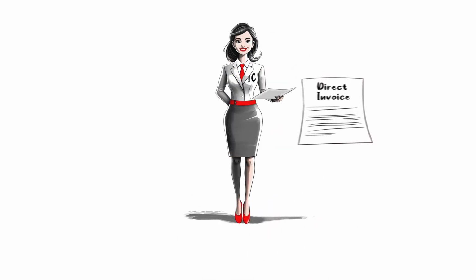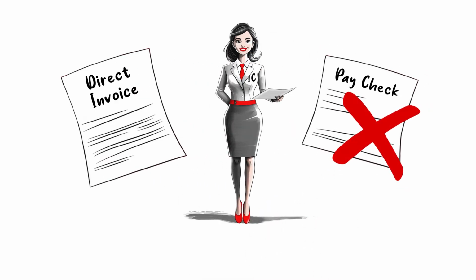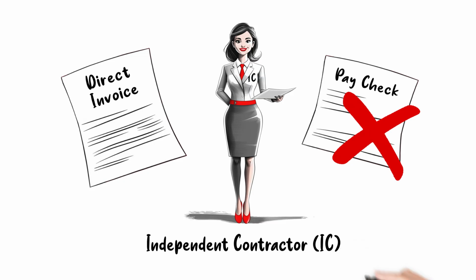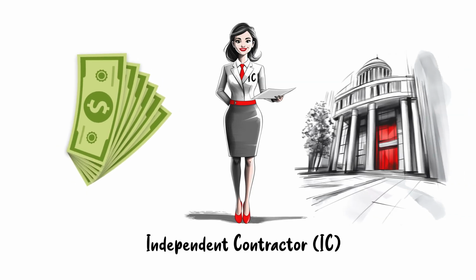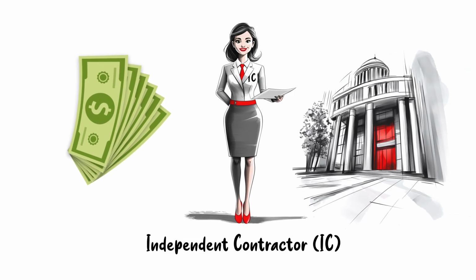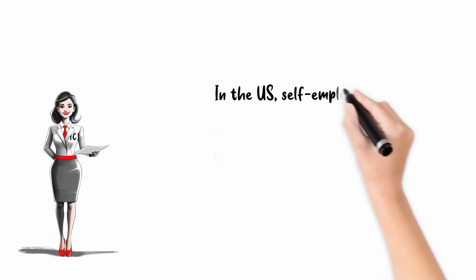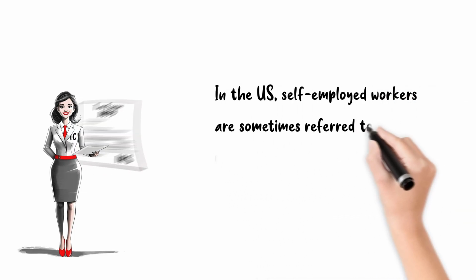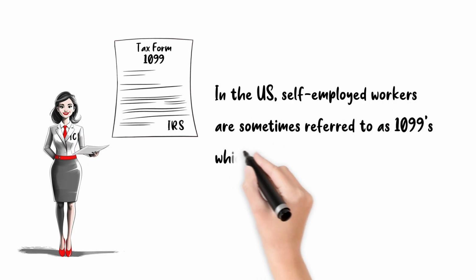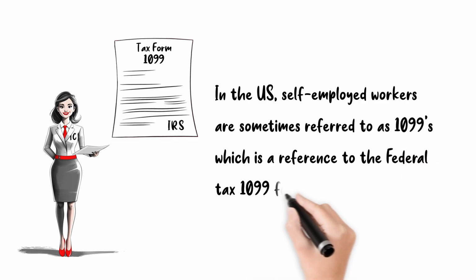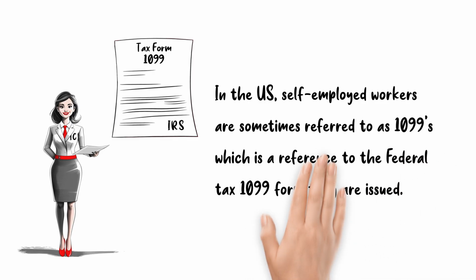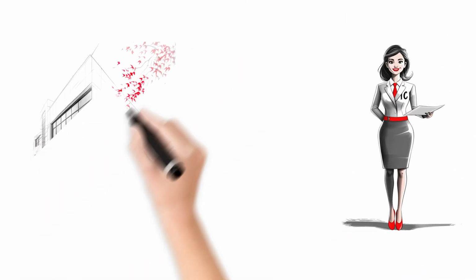By contrast, when an individual worker sends our company an invoice directly and no paycheck is involved, the worker is called an independent contractor, or IC for short. Freelancer is another term for independent workers. These workers are considered self-employed and are responsible for paying their own income taxes. In the U.S., self-employed workers are sometimes referred to as 1099s, which is a reference to the federal tax 1099 form they are issued. Now that we've reviewed terminology, let's look at the process.